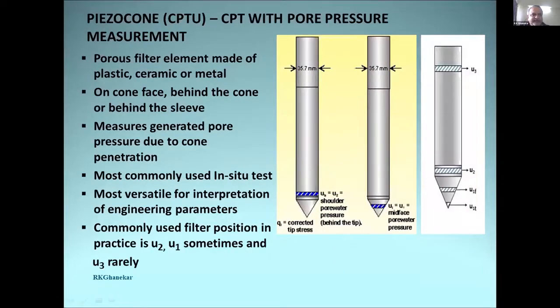Piezocone penetration testing is an improvement over the basic CPT, where pore pressure generated due to the penetration is also measured. We have a porous filter element made of plastic, ceramic, or metal on either the cone face, behind the cone, or behind the sleeve. The most commonly used in-situ test is this CPTU with the standardized filter location behind the cone, that is called the U2 location. Sometimes other locations of the filter are also used.